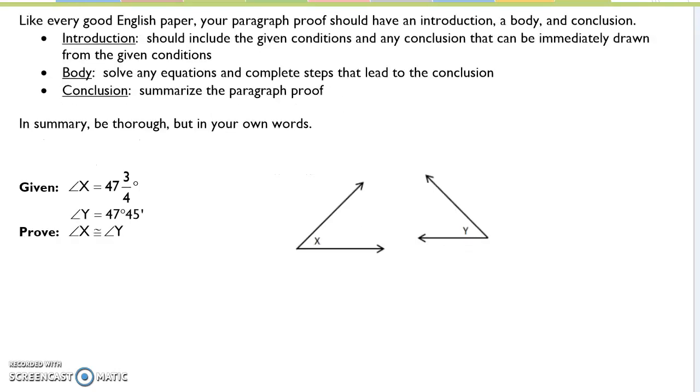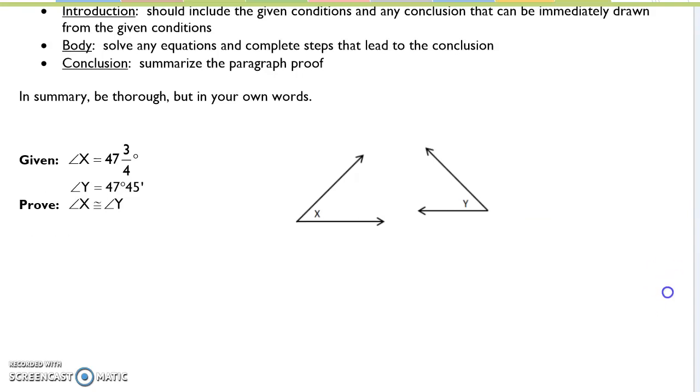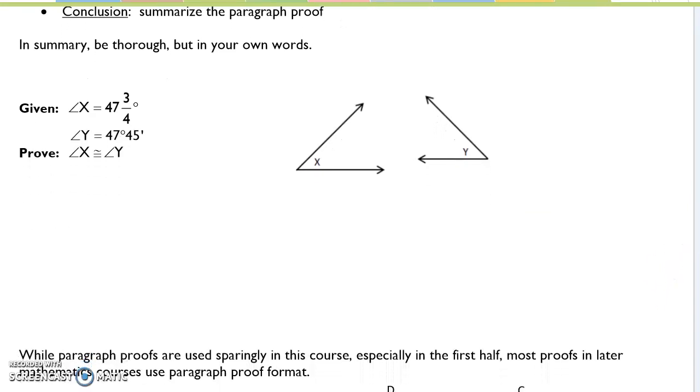This one's going to be a little bit short, but it'll get us a good introduction into the concept of paragraph proofs. We have been given that angle A is 47 3/4 degrees. We have been given that angle Y is 47 degrees and 45 minutes. Therefore, we have to prove that angle X is congruent to angle Y.